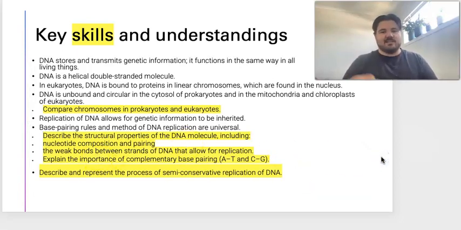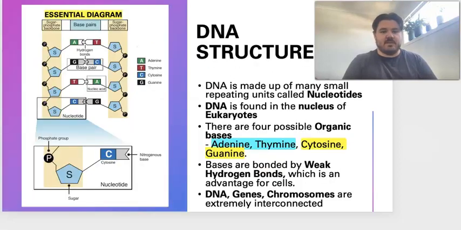You can see how that's a key skill versus understandings, which are things like DNA stores and transmits genetic information. It functions in the same way in all living things. That sentence doesn't necessarily describe something you have to do, whereas the yellow sentences are describing things where you will actually have to be able to do something with that knowledge. So they'll always be highlighted in yellow. Okay, I'll give you a second to read that and we'll just get straight into it.